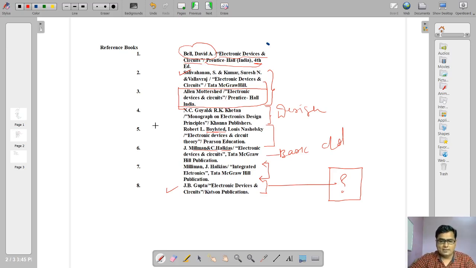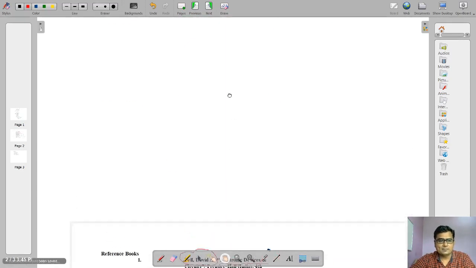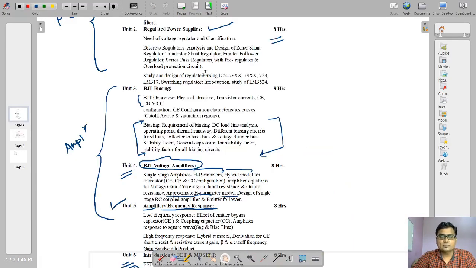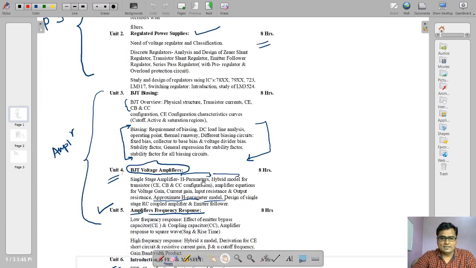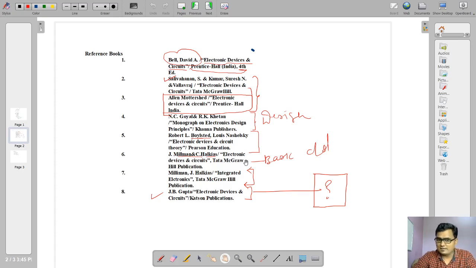Now, after this, I think we had a good discussion about the syllabus, about the outcomes, and even what books you need to refer. We had a discussion about the syllabus, then the outcomes, then the syllabus and reference books, whatever I have listed. Now it's time to switch towards the lab session.